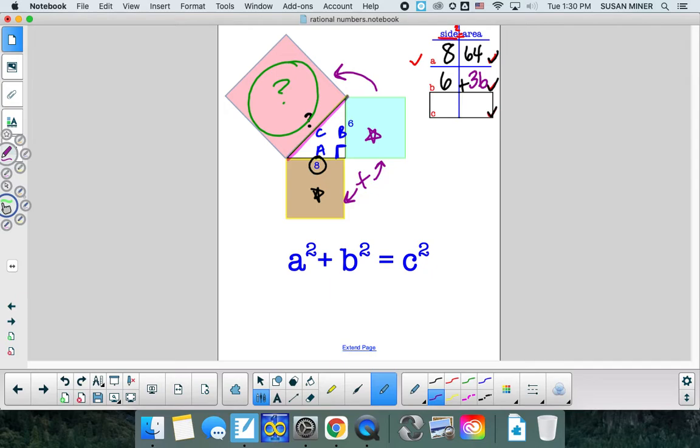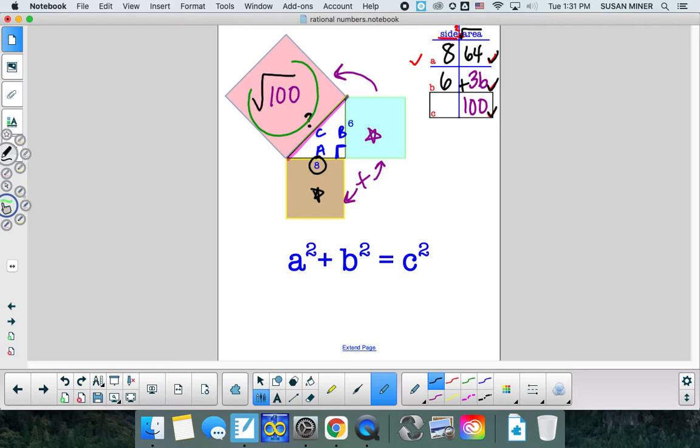So I can add these two together. 64 plus 36 gives me 100. And so now I know the area of this big square is 100. Now wait a minute. What do I know about the area of a square? How do I find the side length of the area of a square? Well, if you're remembering back to homework assignment 9B, we learned that if I take the square root of the area, I can figure out the side length.